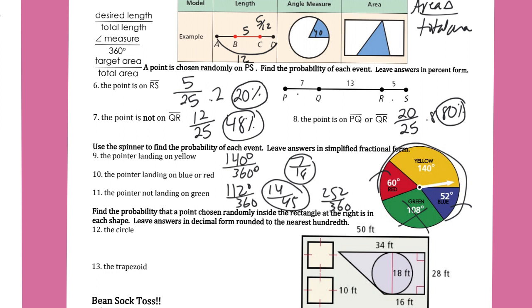If you reduce that, you're going to get 7/10. If you divide it, you get 70%. So there's a really good shot that you won't get green if that's what you're hoping. Even if you aren't hoping, there's a pretty good shot that you won't get green.